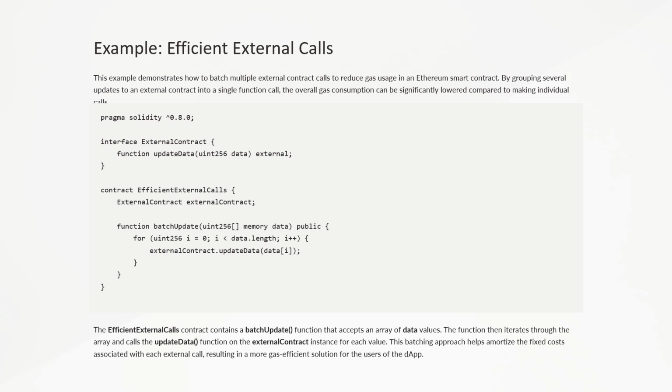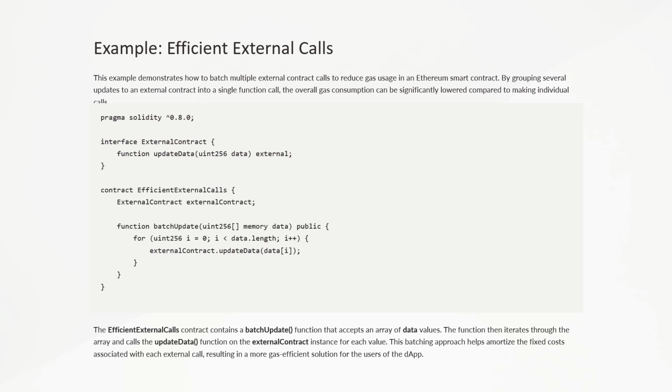In the efficient external calls contract, the concept of efficient external contract interactions and batch processing is demonstrated. Let's break it down. The contract starts with the definition of an interface ExternalContract that declares a function updateData, which takes a uint256 data parameter. Interfaces are used to establish communication standards between different contracts. The contract includes a state variable externalContract of the type ExternalContract. This variable represents an external contract that complies with the ExternalContract interface.